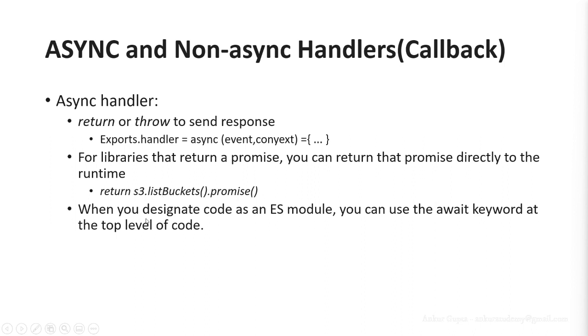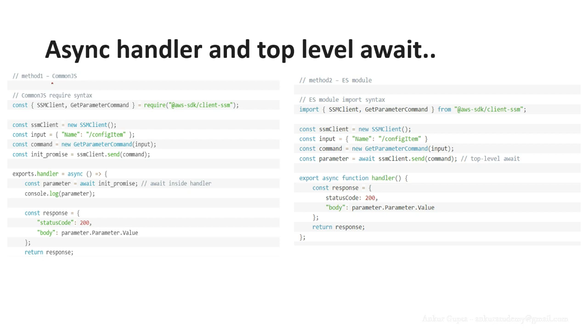One of the advantages of using an asynchronous handler is you can designate the code as an ES module, and then you can use the await keyword at the top level of your code. So what does it mean? So here I have two examples. On the right hand side I have defined my code as an ES module, right? And to define it as an ES module, we need to import the dependencies using the import syntax. And on the left hand side, it's a CommonJS syntax.